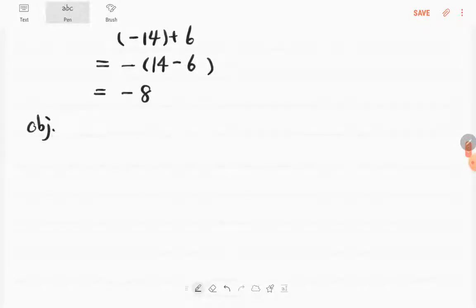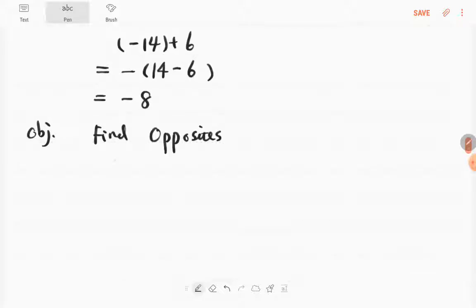Second objective is find the opposites. So the definition of opposites: two numbers at the same distance from 0, but lie on opposite sides of 0. Okay, so you can think they have the same absolute value, but different sign. Because same distance means the same absolute value.